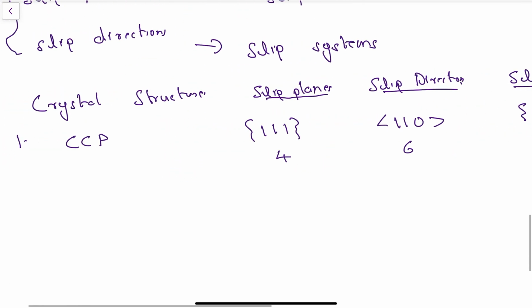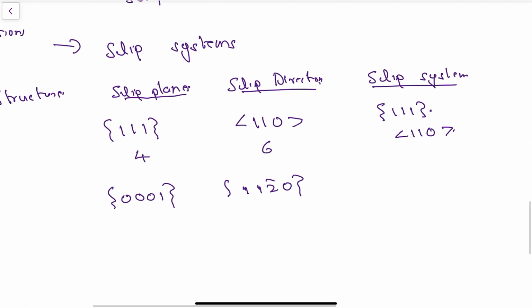Similarly, for a hexagonal close-packed structure, the Miller indices have four numbers. The slip planes are 0001 and the slip directions are 112 bar 0. So the slip system is 0001 and 112 bar 0. We will have a detailed look at these various slip planes and slip directions in another lecture. In the next video, we will go to the mechanism of slip. So what exactly happens during slip?